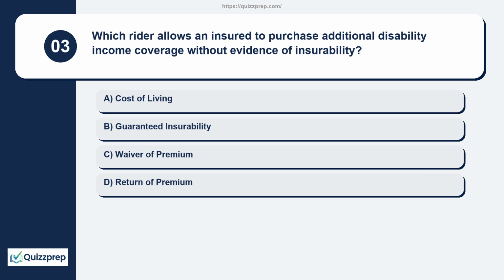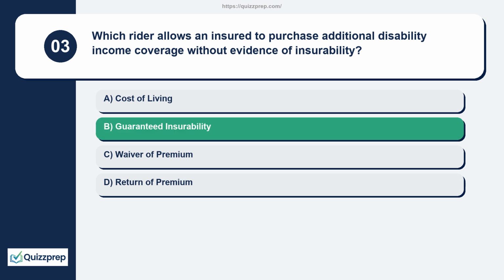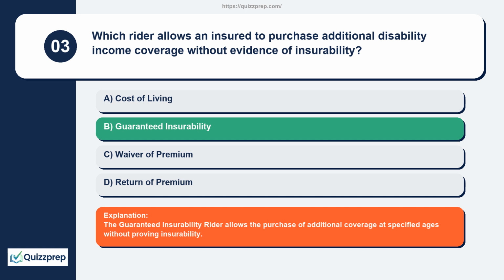Question 3. Which rider allows an insured to purchase additional disability income coverage without evidence of insurability? Cost of living, guaranteed insurability, waiver of premium, return of premium. The guaranteed insurability rider allows the purchase of additional coverage at specified ages without proving insurability.